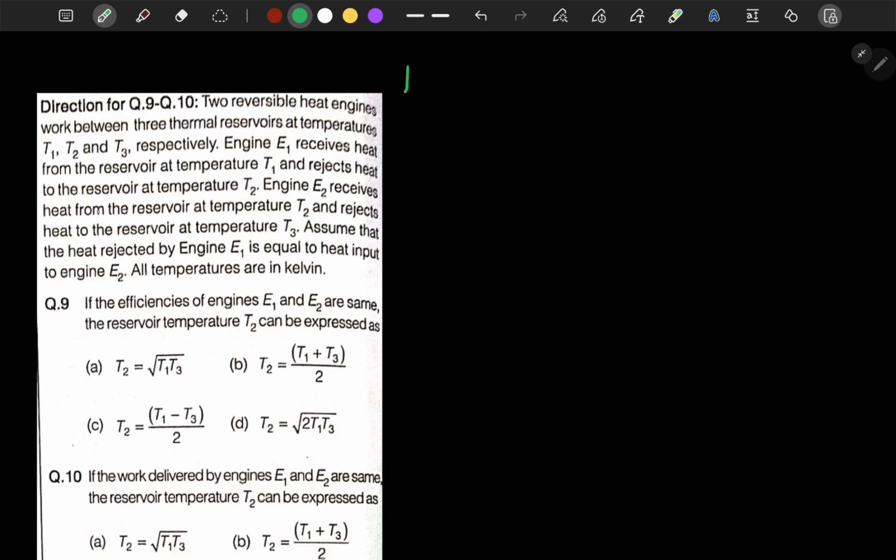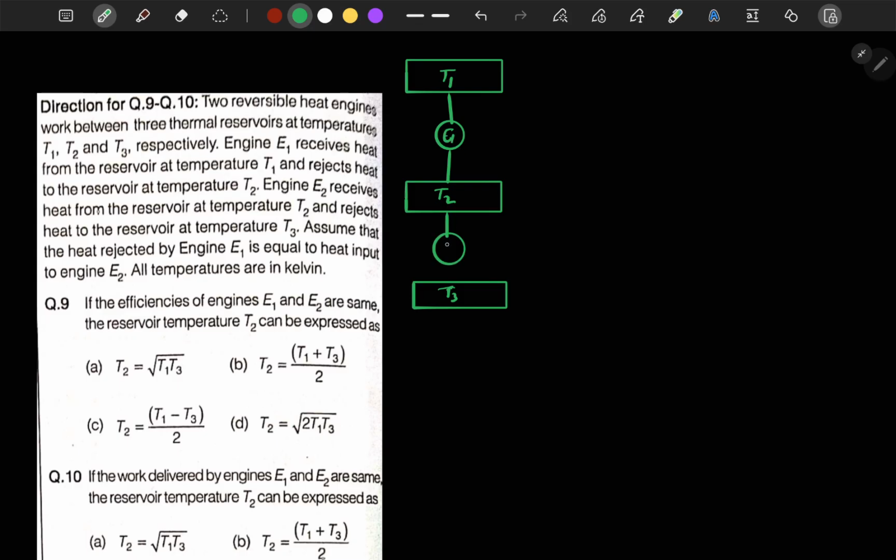Okay, so it is given that there are three reservoirs, T1, the second one is T2, and the third one is T3. Now it is mentioned that we have installed two engines between these points. Engine E1, and here it is engine E2. Now this engine E1 will, let's say, provide work done W1, and this will provide work done W2. And let's say these are the amounts of heat that will be supplied.